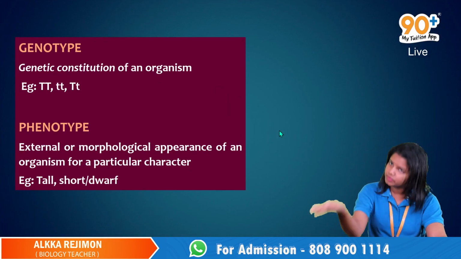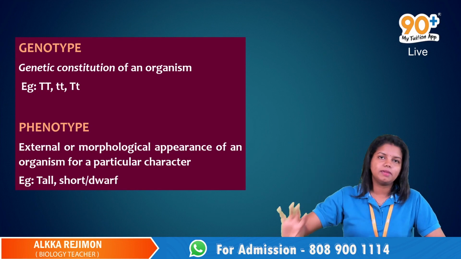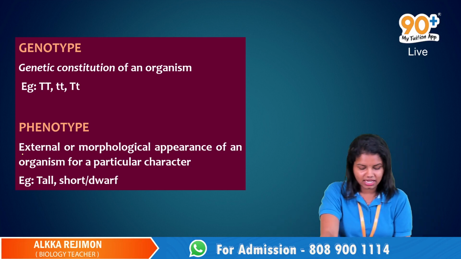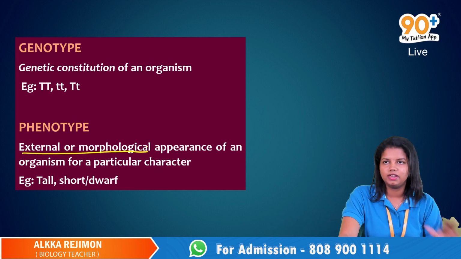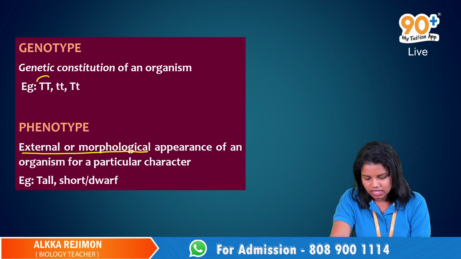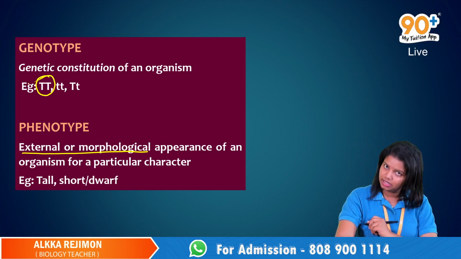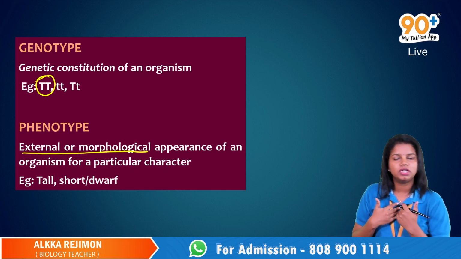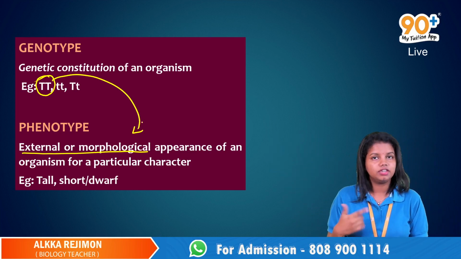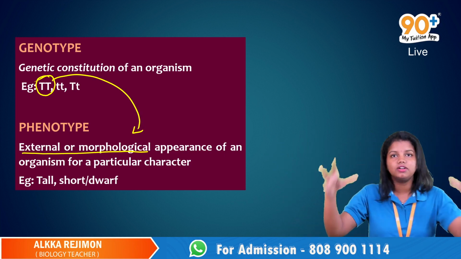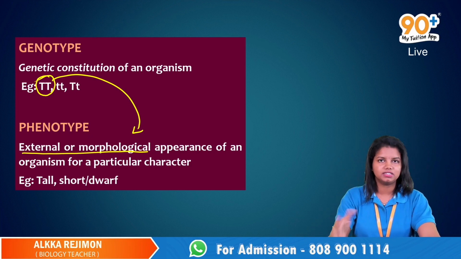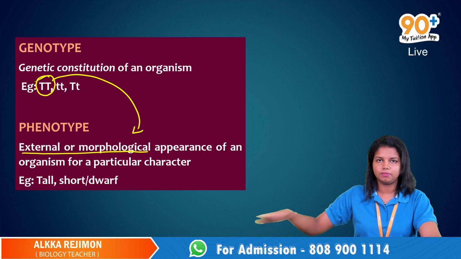Now, another important term is genotype and phenotype. Genotype is the genetic constitution of an organism, while phenotype is the external or morphological appearance. That is, inside my cell, inside my chromosome, if I have a genetic composition, a gene called capital T, that is my genotype. How will this genotype be expressed in my body? That is my phenotype. How I look, how you see me, how do I appear, what is my physical appearance, my morphology, that is my phenotype, my physical appearance.